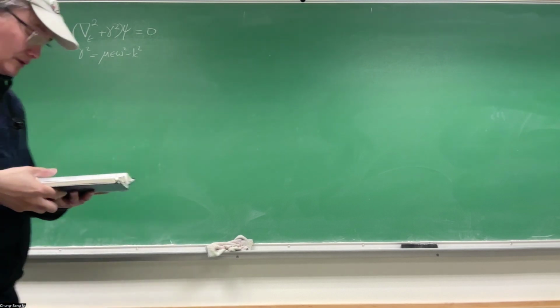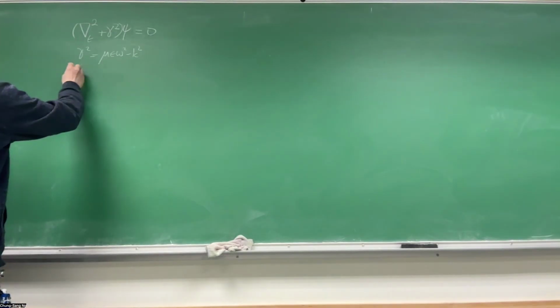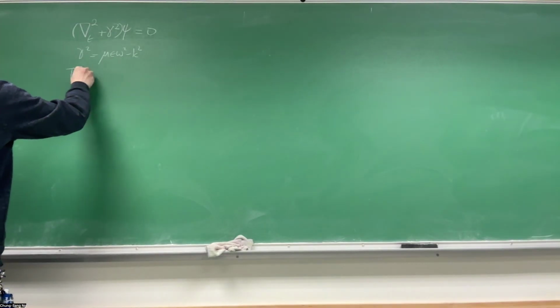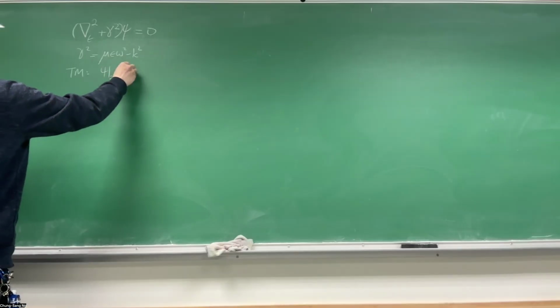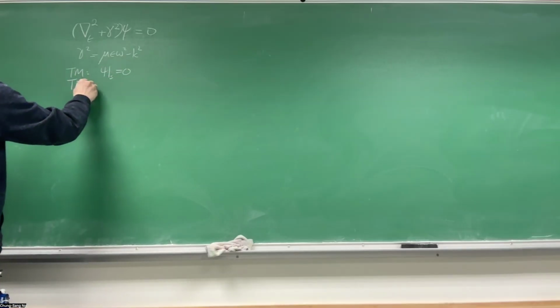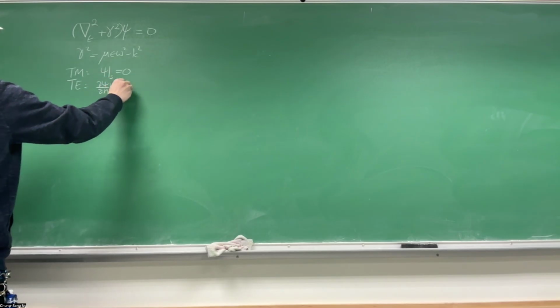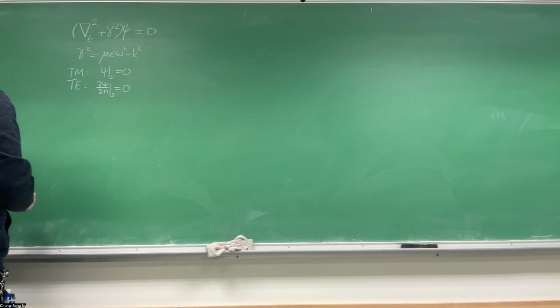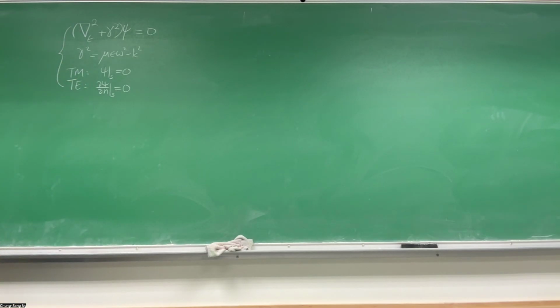Then subject to boundary conditions. The boundary conditions are: for TM, psi is 0 on the boundary. For TE, the normal derivative of psi is 0 on the boundary. Okay, so these are the equation we need to solve and the conditions.